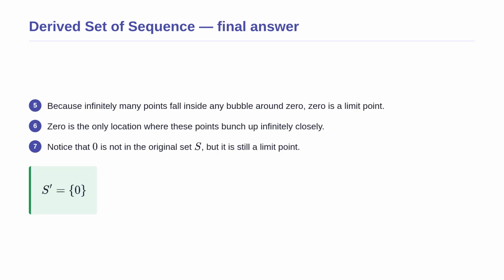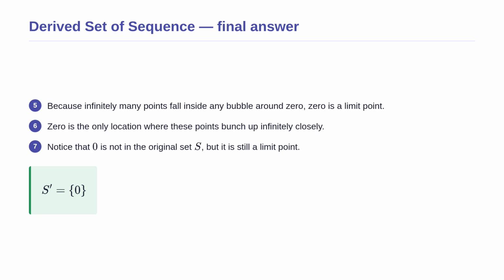Continuing with our sequence, we see that because infinitely many points fall inside any bubble around 0, 0 is definitively a limit point. Furthermore, because 0 is the only location on the entire number line where these points bunch up infinitely closely, 0 is the only limit point.